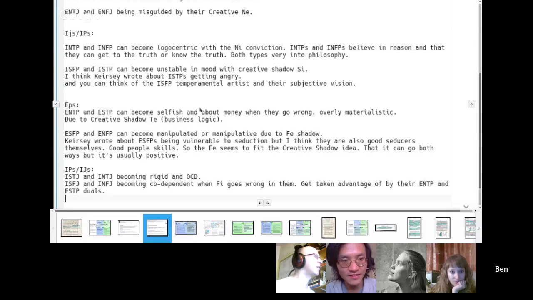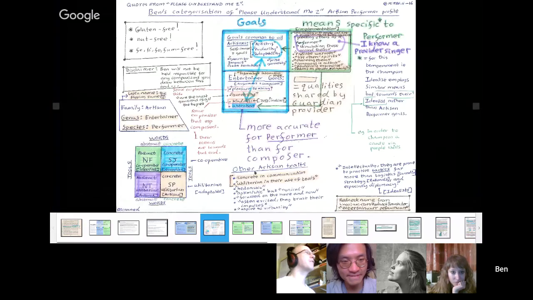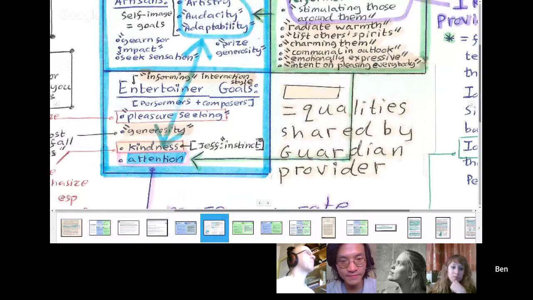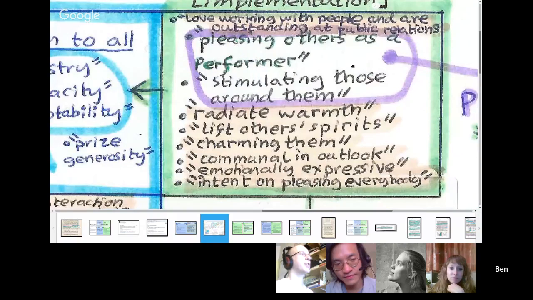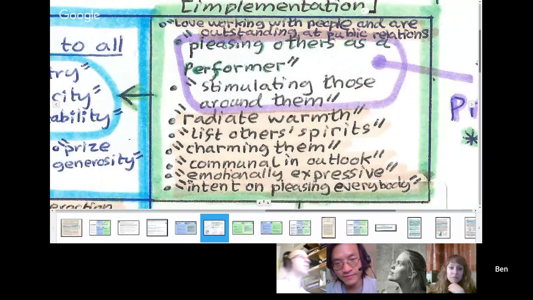We mentioned it for them, so people can pause the screen and see it. They've probably already done it. Again, creative function. This is just an example of ESFP, so their creative function would be FE. You can see all these expressive things, and these are actually lines from Kersey's profile. Love working with people, outstanding at public relations, pleasing others as a performer. Pleasing others, you'd think, oh, that's a bit FE.